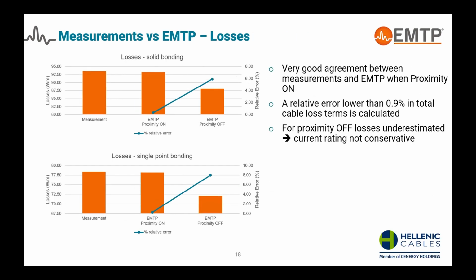Again, for the losses, you can see on the left y-axis the losses in watt per meter, both in solid bonding and single point bonding. A very good agreement between measurements and the EMTP simulation with proximity on is noticed. The relative error is lower than 0.9% in total cable losses. And when proximity is off, the losses are underestimated. And this is something that makes our current rating not conservative. So we can see how crucial the inclusion of proximity is for unarmored cables.